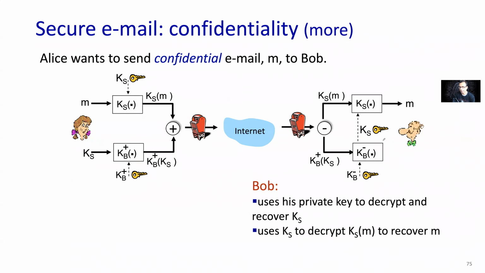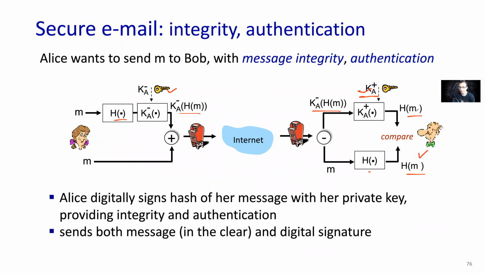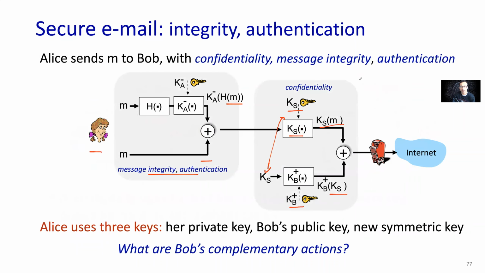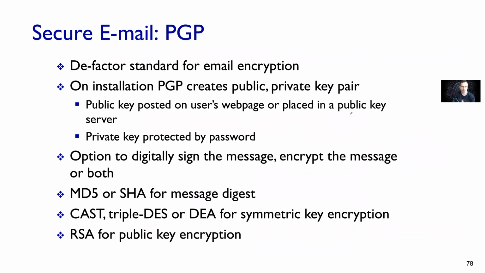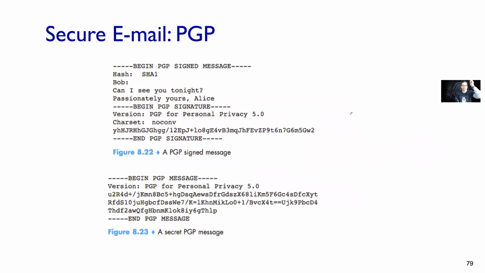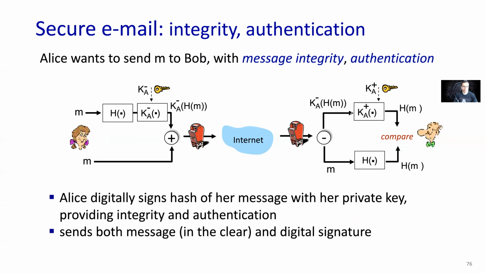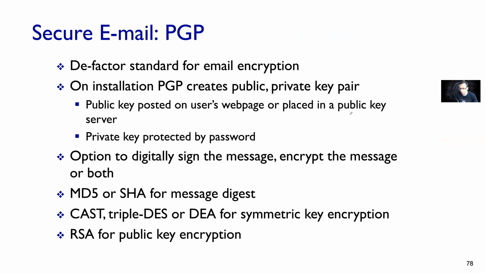Bob needs to get access to that symmetric key and then extract out the message and the signed message, and then do these checks here to verify the signature, right? So now, of course, this discussion was conceptual. All of this is actually practically implemented in various instantiations of secure email.